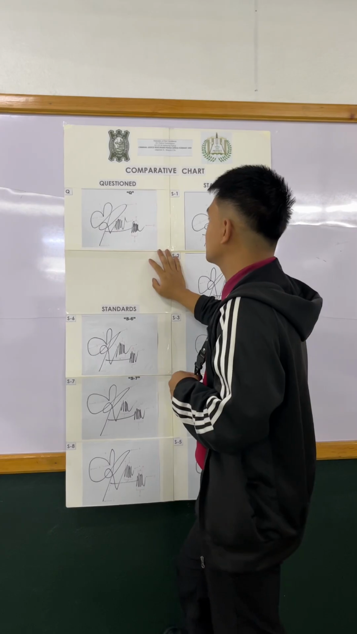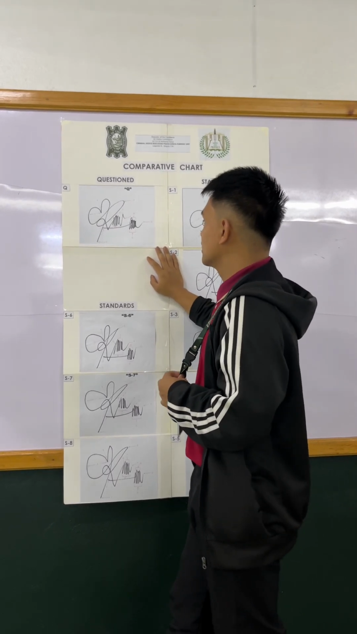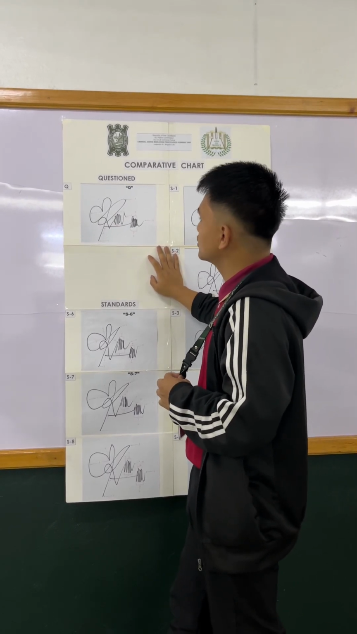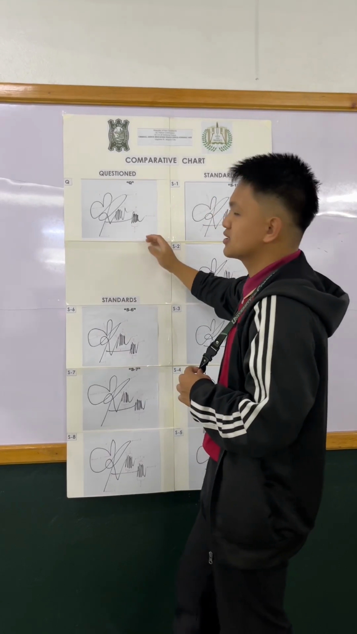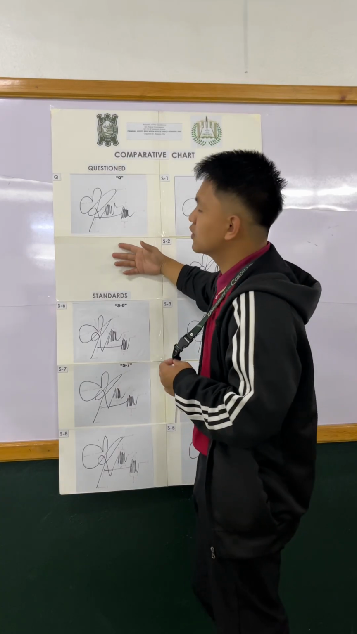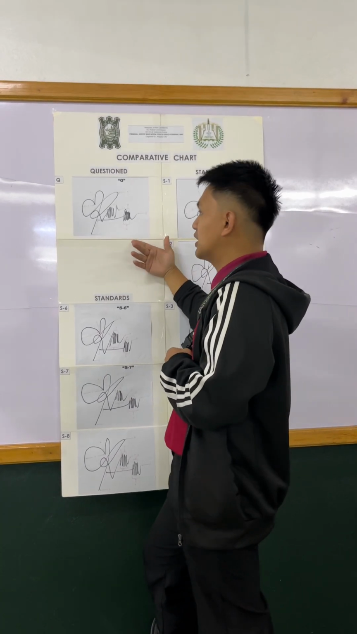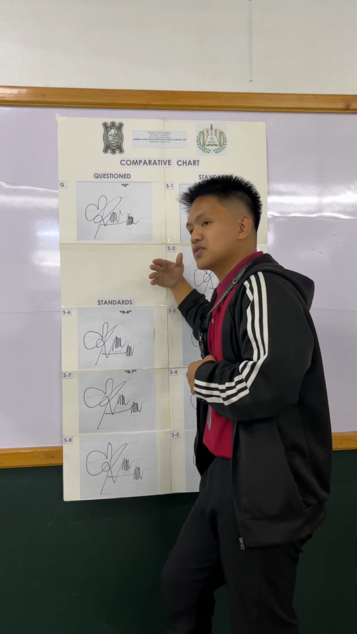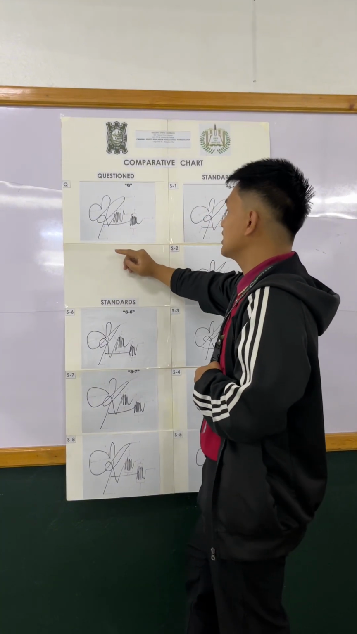Let us now proceed with the question document. So first, let us discuss the movement. The movement of the question document is fast due to the irregular thinning and thickening of the strokes. Next is the line quality. The line quality pertains to the consistency of the stroke quality.